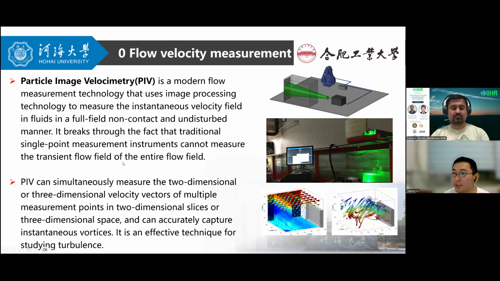PIV can simultaneously measure the two-dimensional or three-dimensional velocity vectors of multiple measurement points in two-dimensional slices or three-dimensional space, and can accurately capture instantaneous vortices. It is an effective technique for studying turbulence.